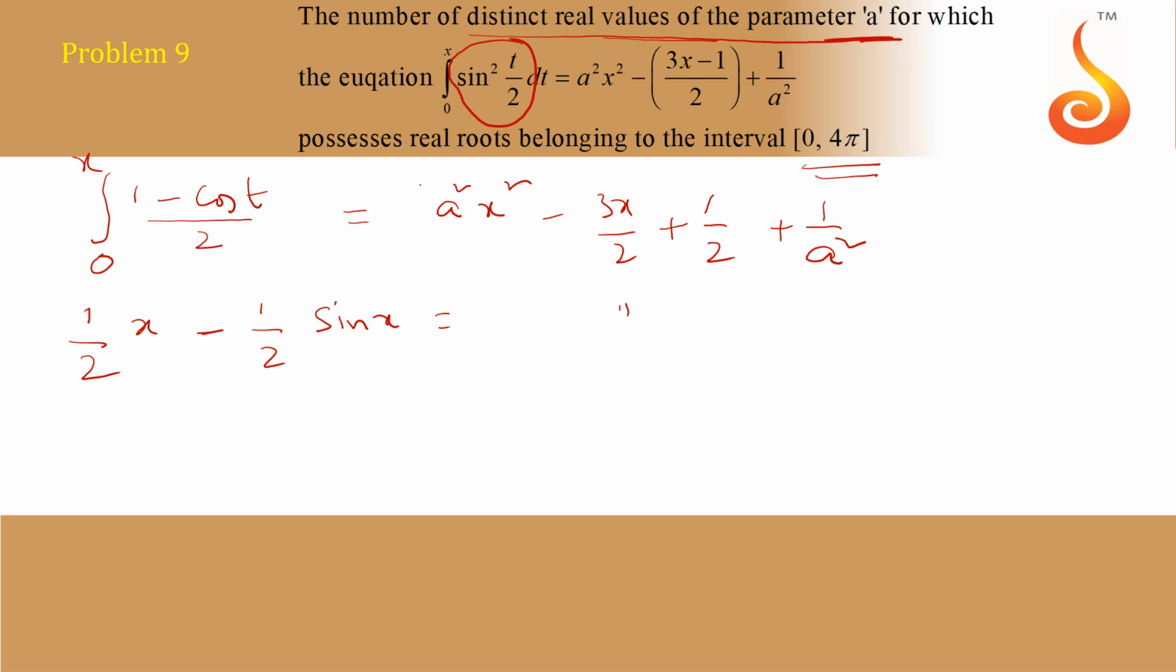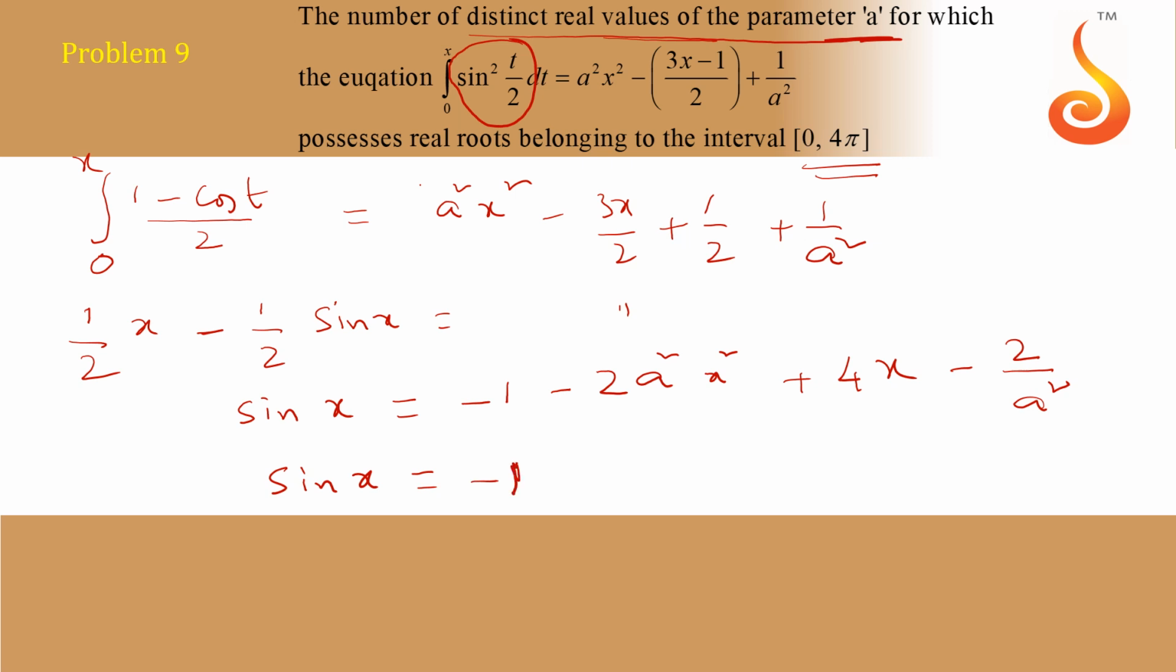Now if you simplify this, you will get sin x equals to, this 2 gets cancelled, minus 1 minus 2a square x square plus 4x minus 2 by a square, which is nothing but sin x is minus 1 minus 2 times, if you take common, you can write ax minus 1 by a whole square.